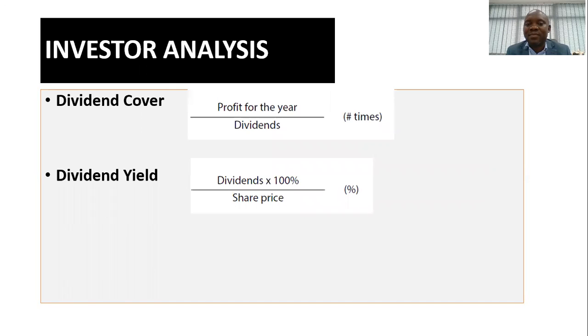Dividend cover. How many times are you able to cover it? If you are looking at your profits for the year, how is it able to cover the dividends? Obviously, you have a dividend policy, you know how much you're supposed to be paying in dividends, but is your profit for the year able to cover these dividends? And how many times can it cover the dividends?